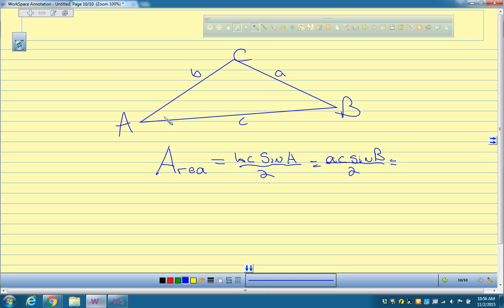So B times C times the sine of A divided by 2, A times C times the sine of B divided by 2. What do you think else goes there? A, B sine C divided by 2. So what that says, if I multiply any two adjacent sides times the sine of the angle between them and divide by 2, I can find the area of any oblique triangle, not just a right triangle. So what that does, it eliminates finding the height of the triangle, okay? And it's pretty easy to prove that that's true just by finding h, right?